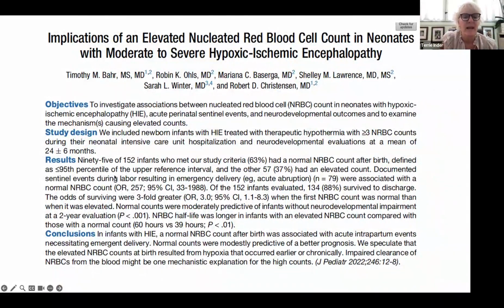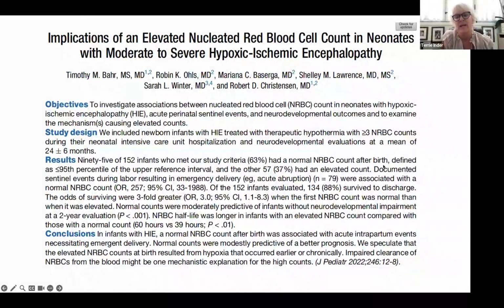And what they did was they took all of the infants who had had the diagnosis of HIE and therapeutic hypothermia, and who'd had a number of nucleated red blood cell counts, and they looked at the association of these nucleated red blood cell counts with the outcomes of their babies, with the hypothesis that if the baby had taken a hit some time back in utero, the hypothermia would not be very effective. What they found was that about 95 out of 150, so about 2/3 of their babies, had normal nucleated red blood cell counts after birth.